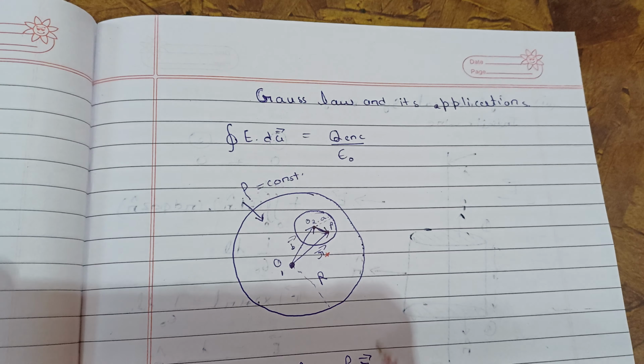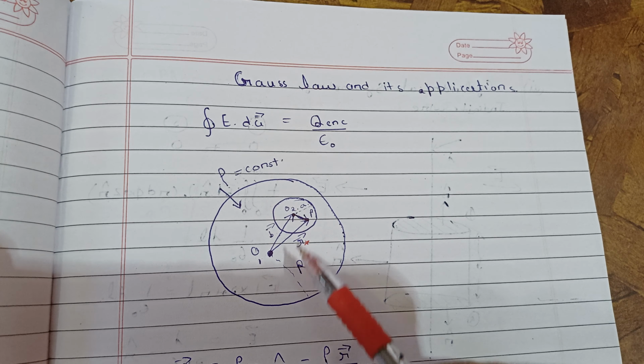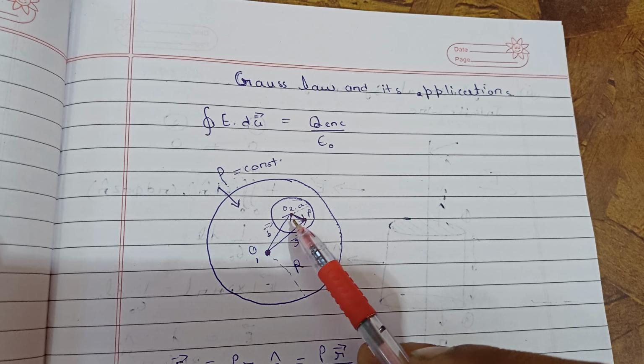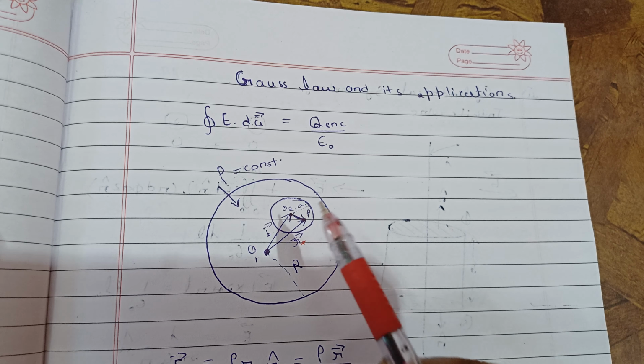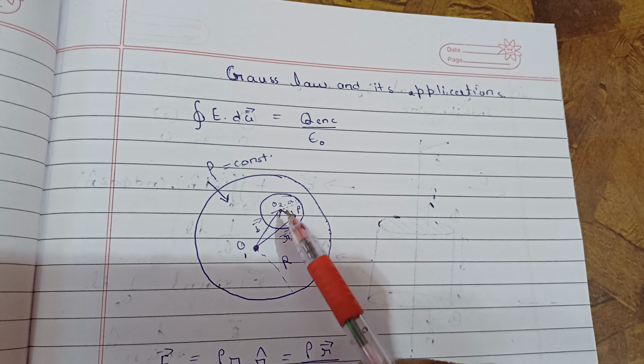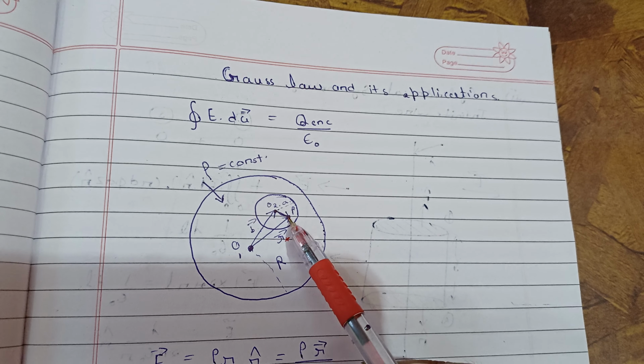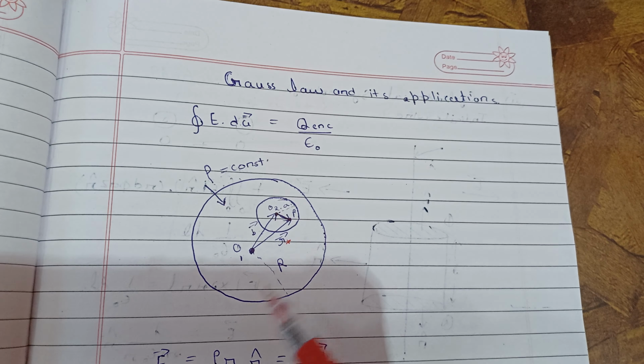If this cavity is not symmetrically made, it can be anywhere inside the sphere, and it is spherical in nature. So this is a dielectric sphere and there is a spherical cavity inside it. It can be anywhere and we need to find the electric field inside this cavity at point P. So now how can we find it?